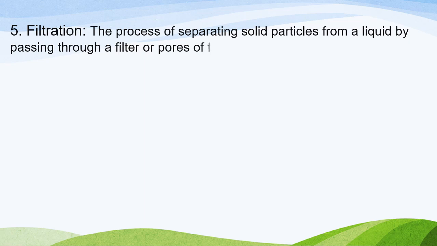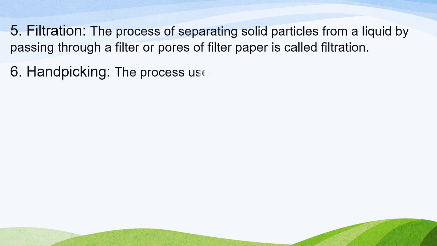Filtration. The process of separating solid particles from a mixture by passing through a filter or pores of filter paper is called filtration. So in this process we separate solid particles from a liquid by passing through a filter or pores of filter paper. We can separate with the help of filter paper because solid particles cannot go through filter paper, but liquid can go through it. So that's why it is a process of filtration.